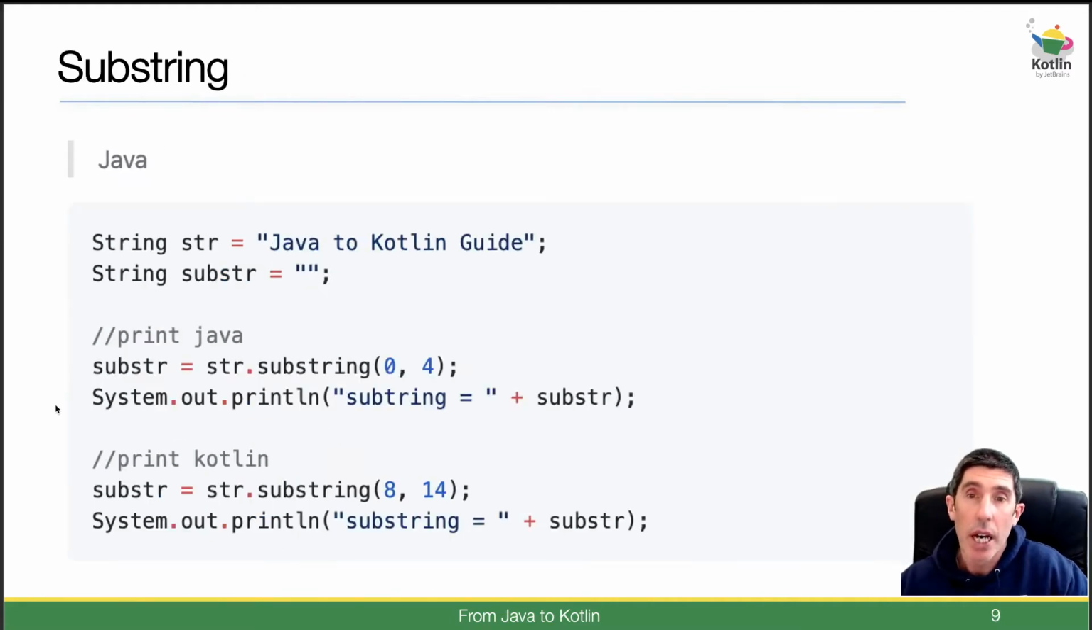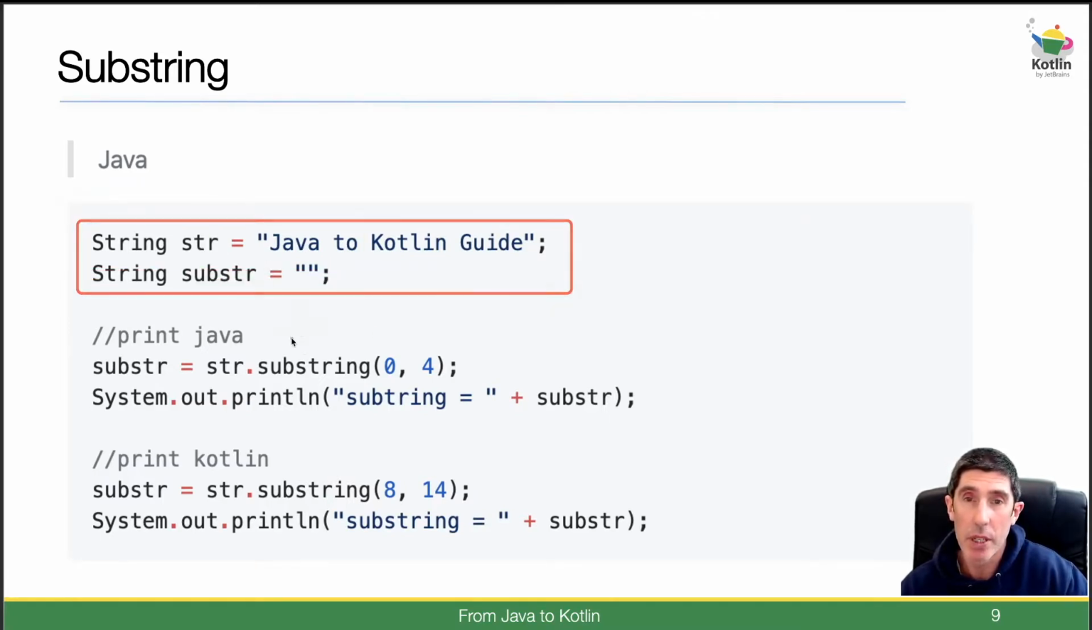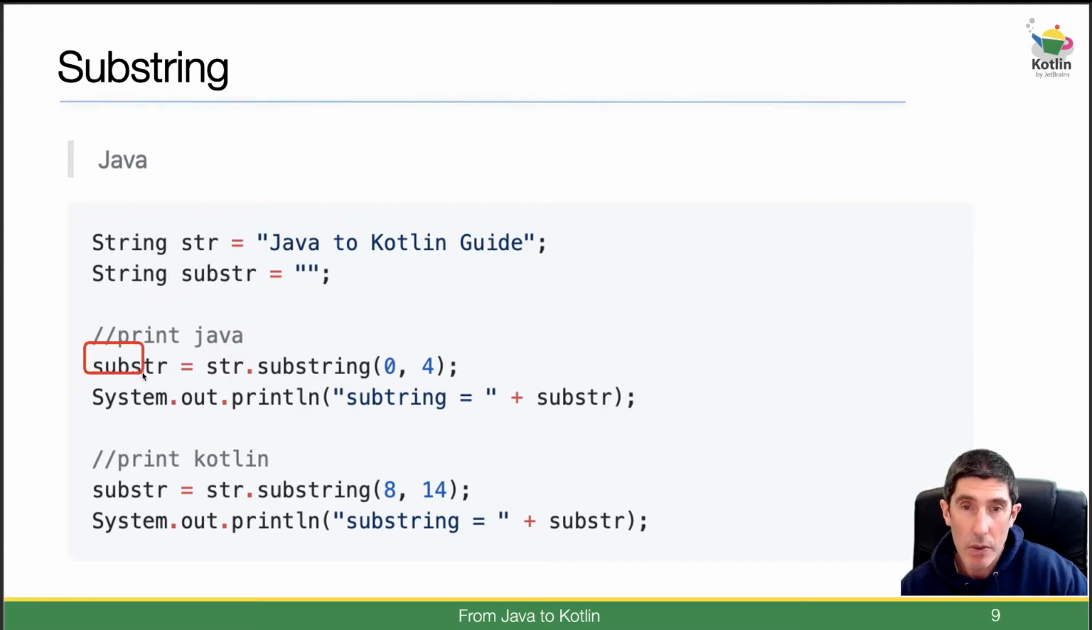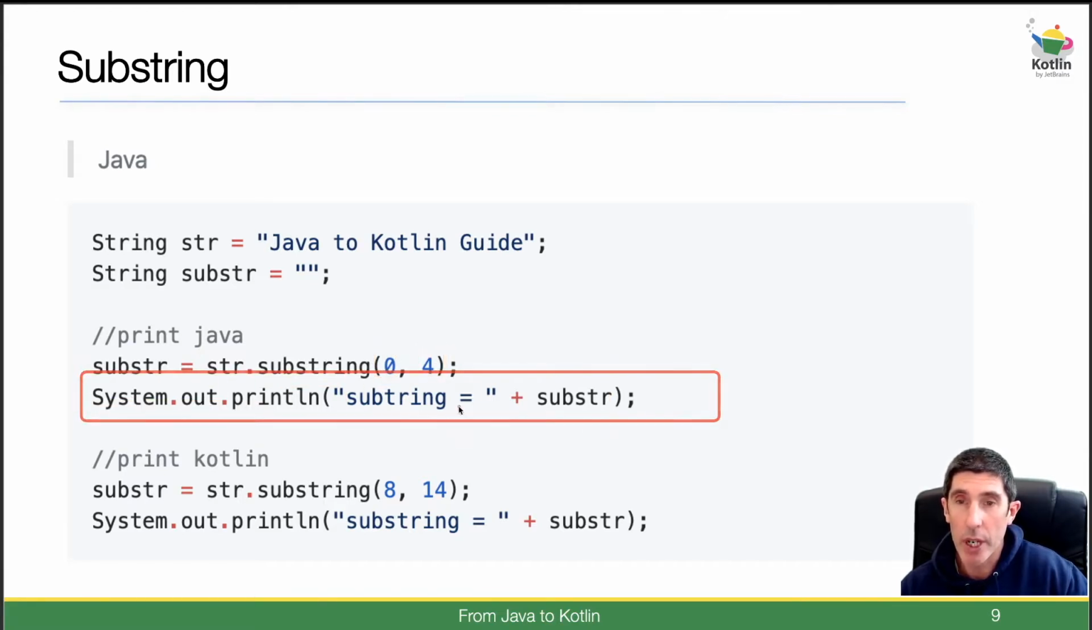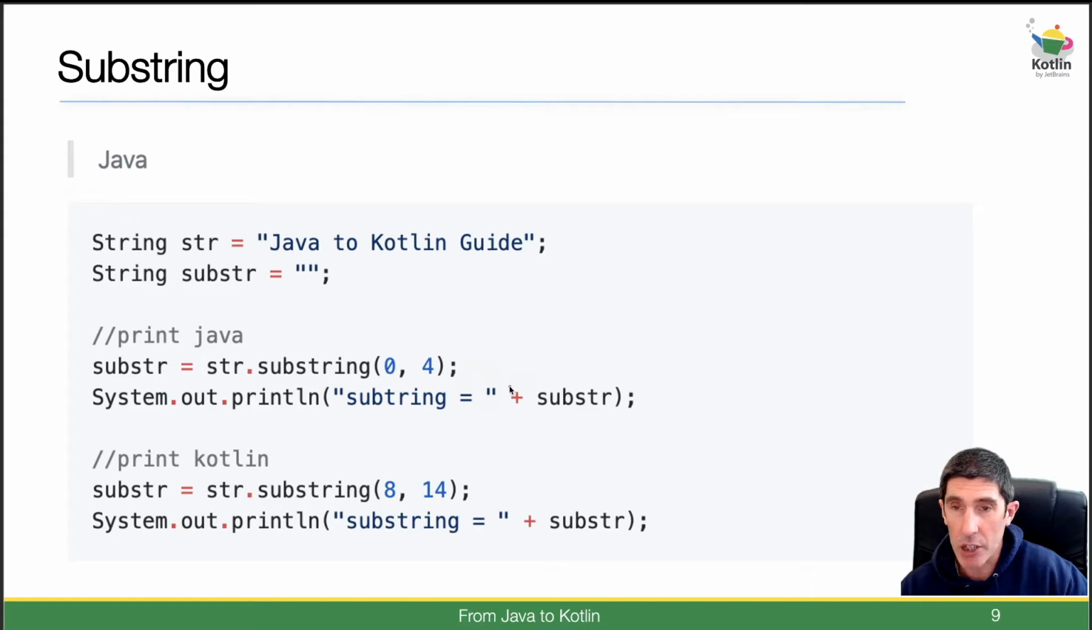Next one there, getting substrings. Okay, so in Java, we're going to have something like this. We'd have to declare our variables to begin with. We could then assign our substar variable star.substring, and we're specifying where we want to start and how many characters we want, and then we could just print it out, whatever the substring is, and then there's our concatenation again. So again, a little bit more complicated in terms of what we want to do.